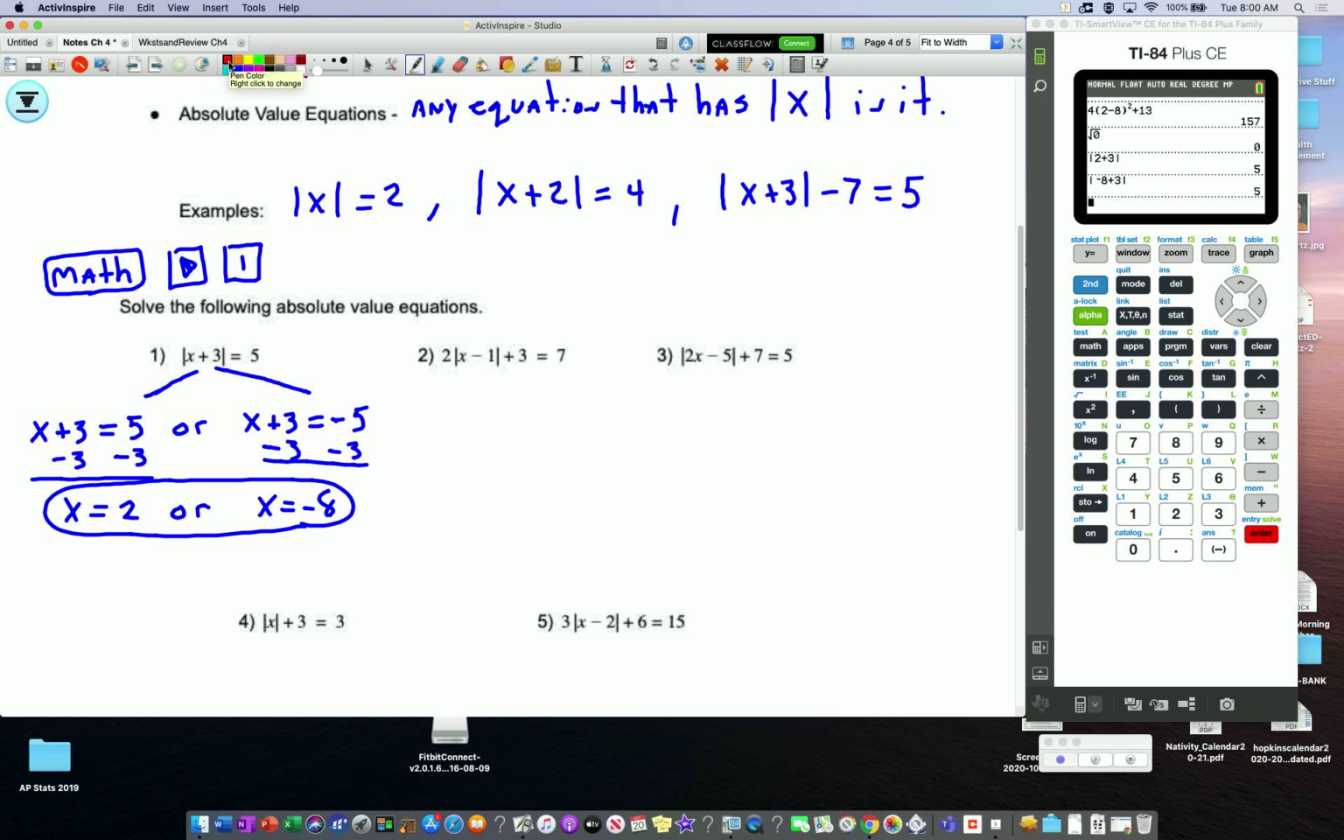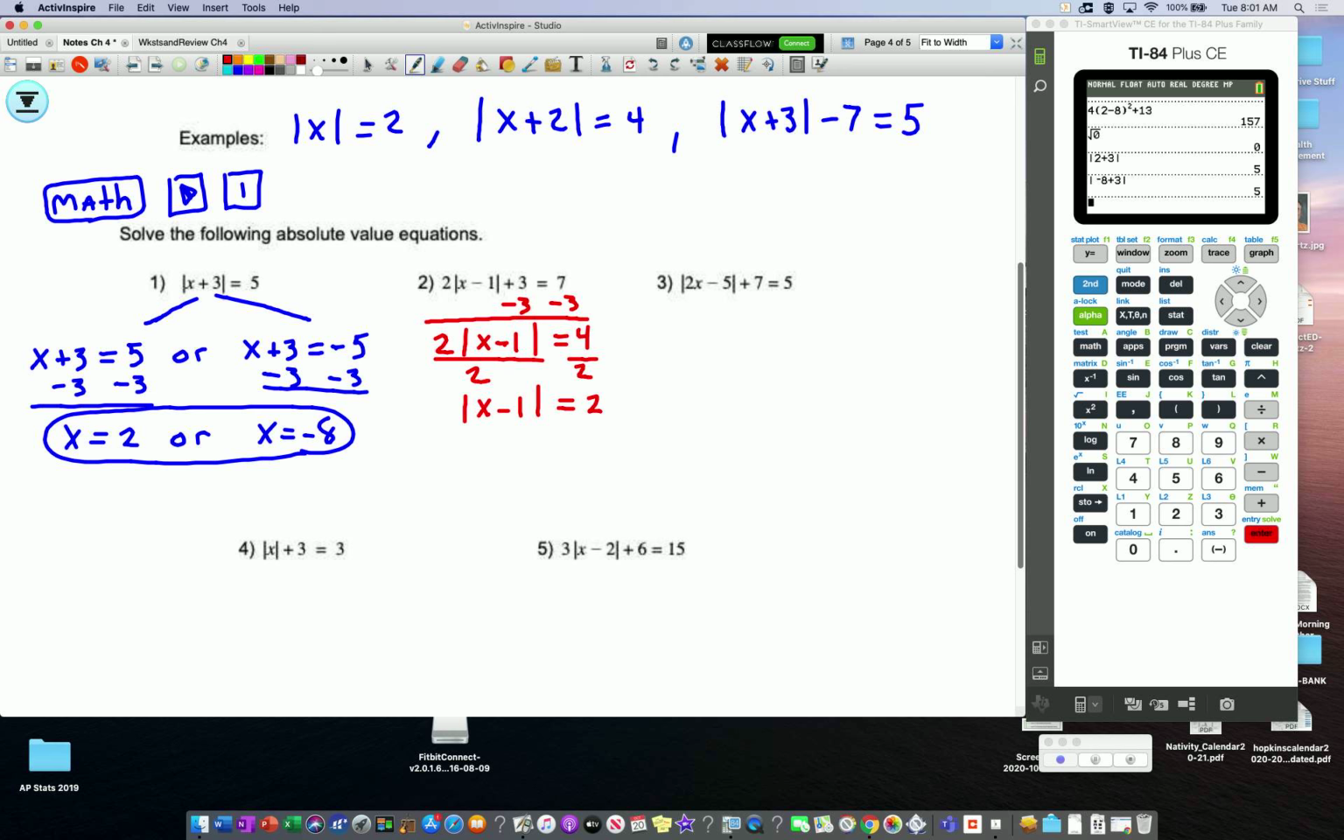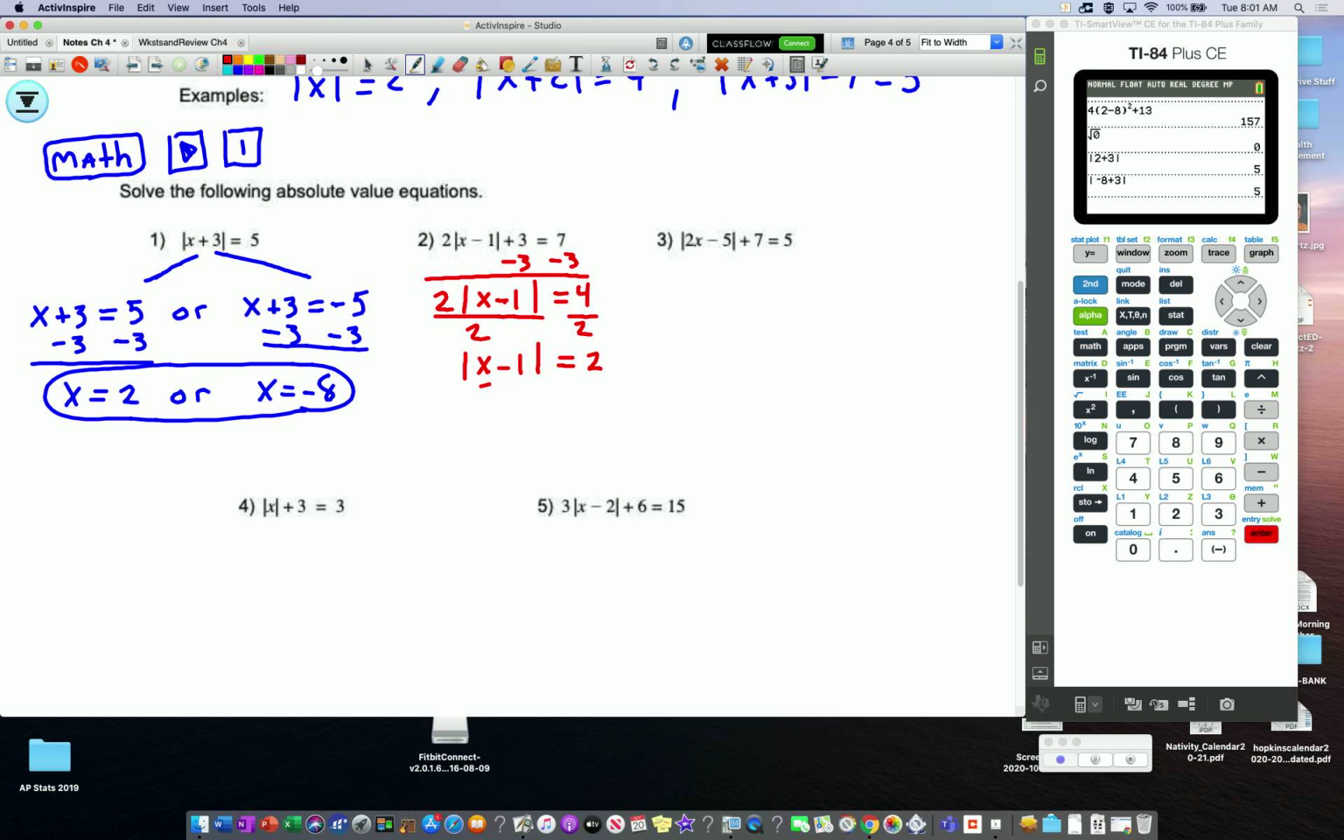So on the next one, we got a lot more steps to do. So I got to subtract 3 first. So I have 2, absolute value, x minus 1 equals 4. Then I need to divide by 2. So I get the absolute value of x minus 1 equals 2. Now that I got the absolute value piece by itself, I can write the two equations.